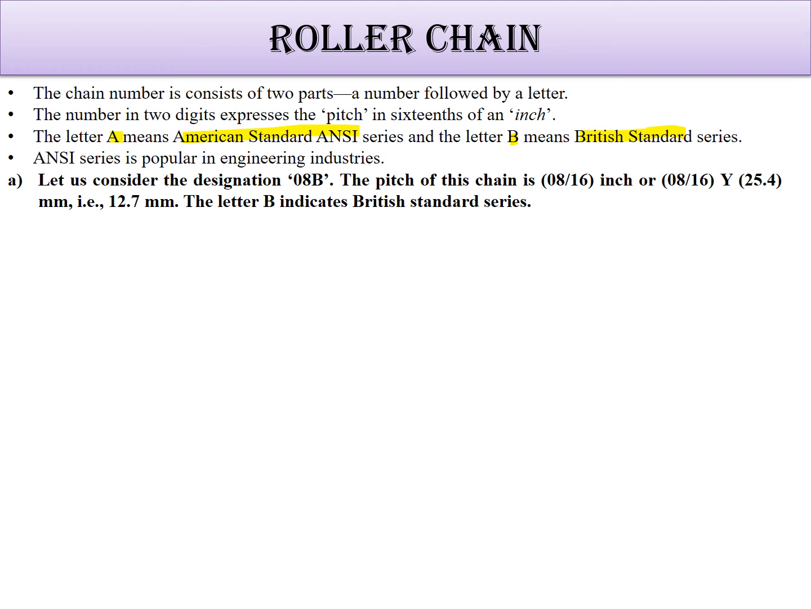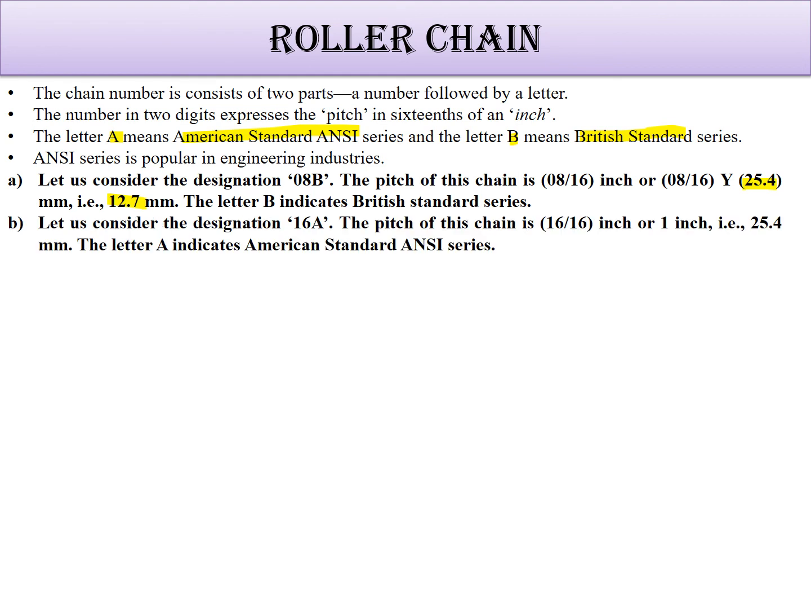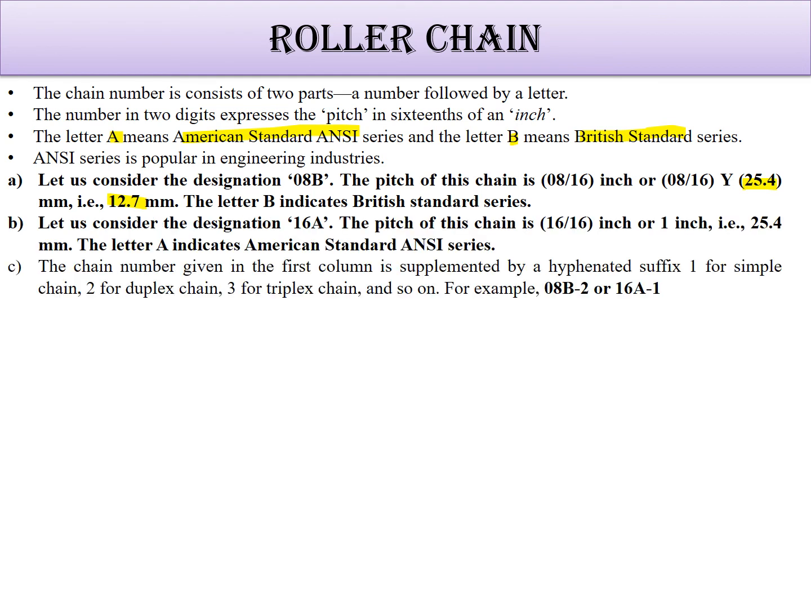Now 8 divided by 16. That 16 is what? The inches. It is in inches. So 8 by 16 is 1 by 2. And 1 inch is equal to what? 25.4 mm. So 1 by 2 is what? 12.7 mm. So the pitch of this chain is 12.7 mm, and later we indicate the British standard. Same for the American standard.